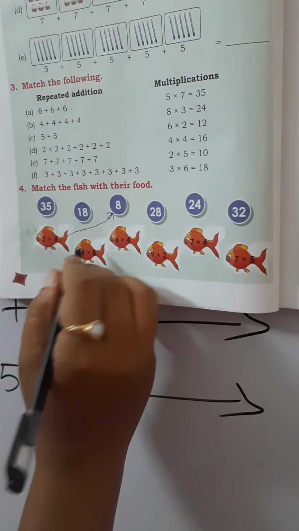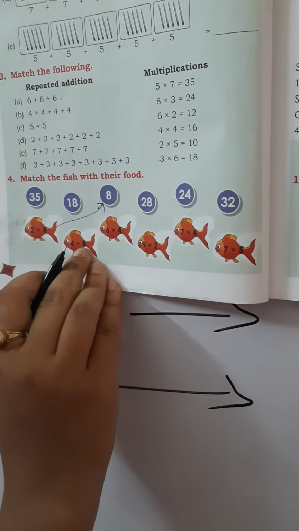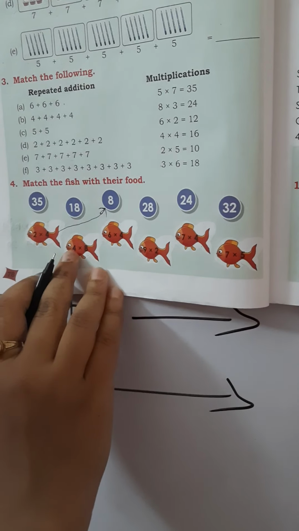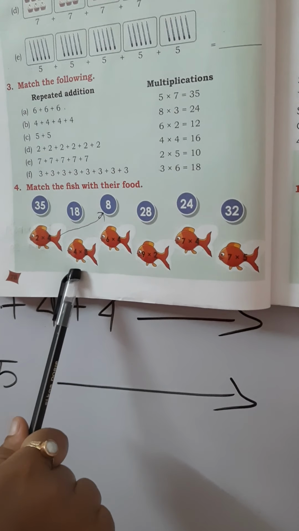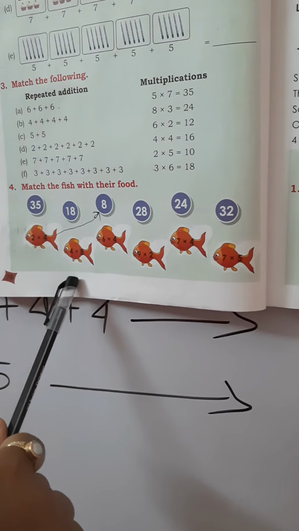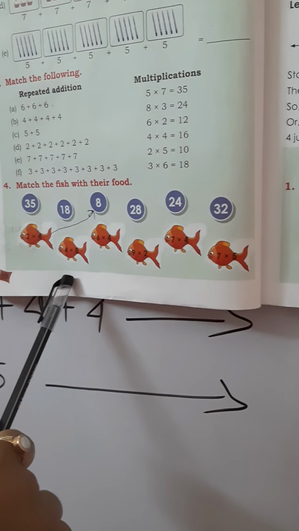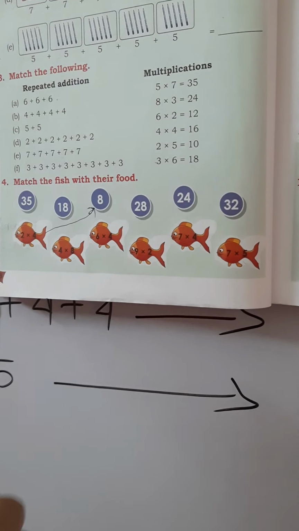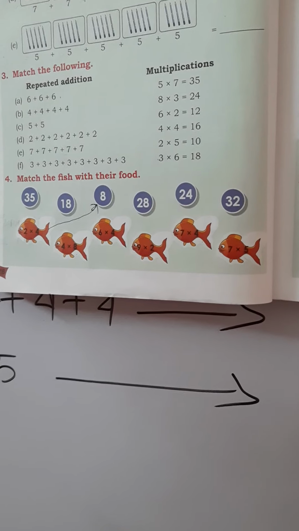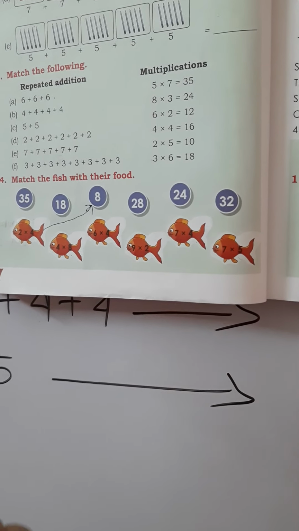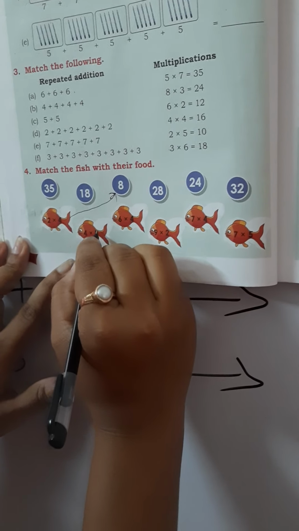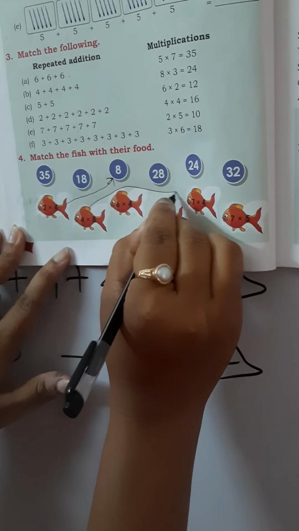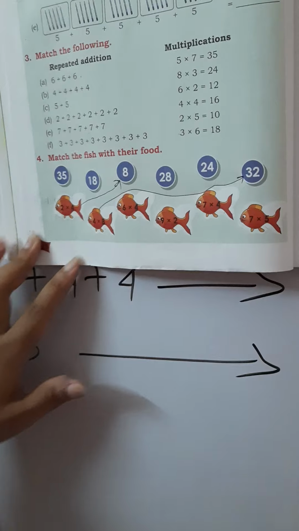Next one, 4 into 8. So we have to count the 4 table. That is 4 ones are 4, 4 twos are 8, 4 threes are 12, 4 fours are 16, 4 fives are 20, 4 sixes are 24, 4 sevens are 28, 4 eights are 32. So where is 32? Yes, here is 32. So we have to match it with the fish.